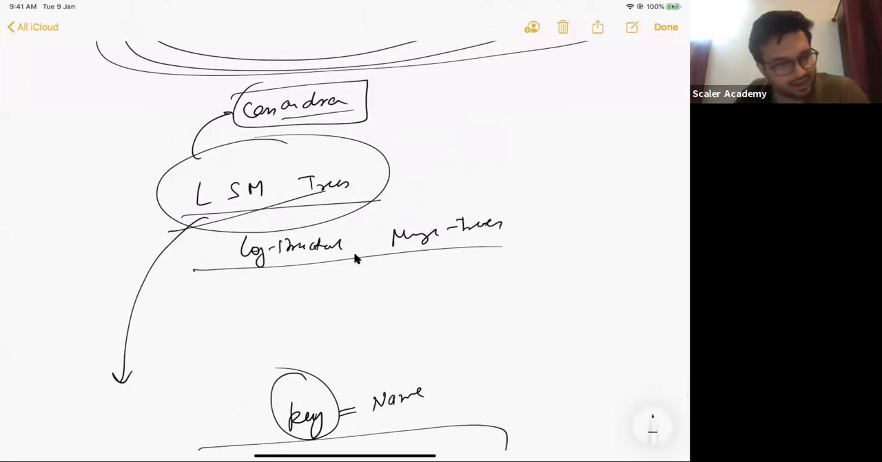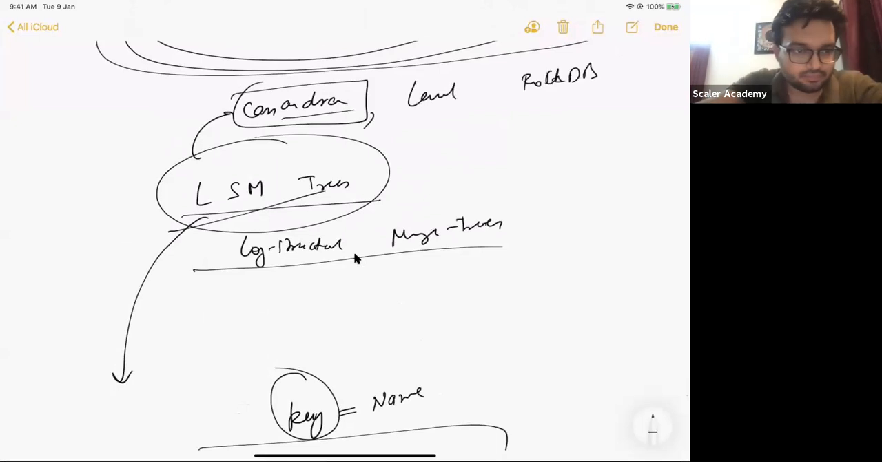Okay. So it is used in Cassandra. Apart from Cassandra, this is also used, let's say, in a DB called LevelDB, and a DB called RocksDB. So LSM trees are used in these kinds of DBs. Does it make sense?